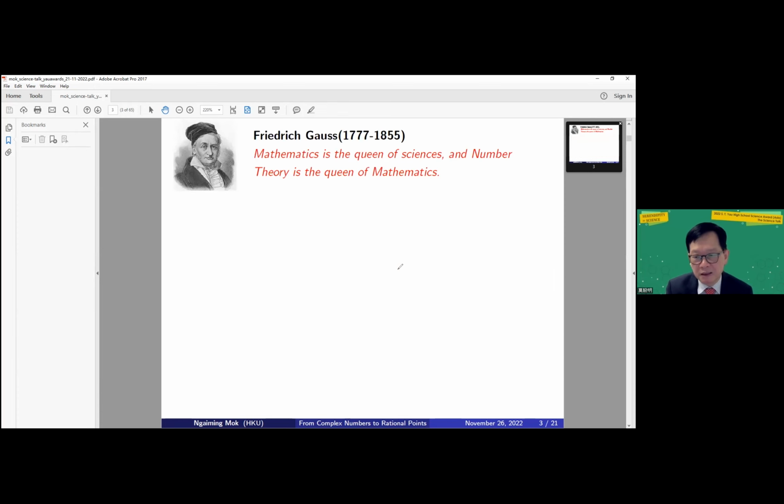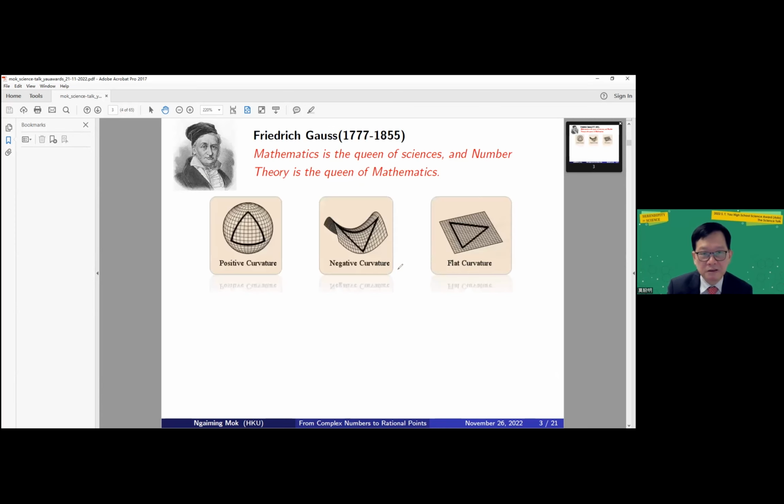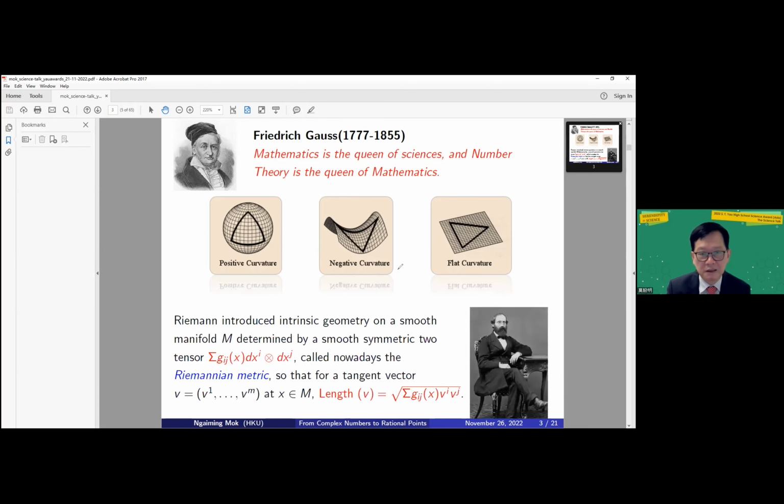Okay, to start with, let me do it historically. So Gauss is a geometer, a great geometer, and number theorist at the same time. He said that mathematics is the queen of sciences and number theory is the queen of mathematics. I take this as a guiding principle, and I more or less believe in it. So he did geometry, intrinsic geometry, well, to start with extrinsic geometry by studying surfaces in R3. But there's something intrinsic to it.